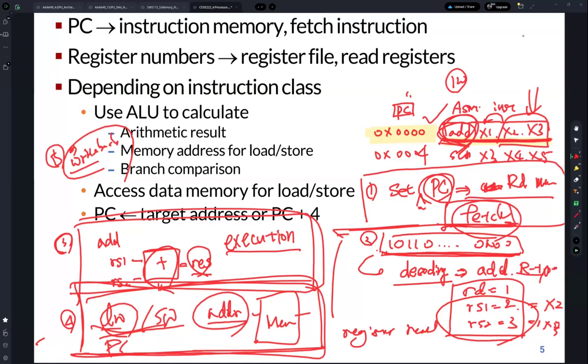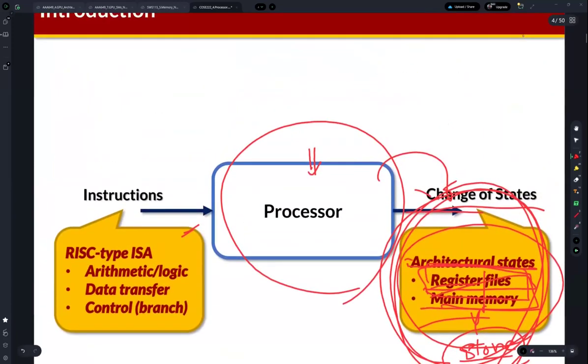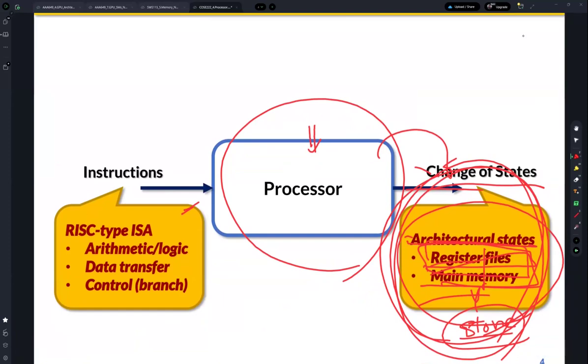Okay, so from the software view, we can simply understand instructions like this. An instruction like add x1, x2, x3 performs x2 plus x3, and then the result is stored in x1 immediately. So in a software view, we can understand instruction execution like this. That's what we learned in chapter 2.